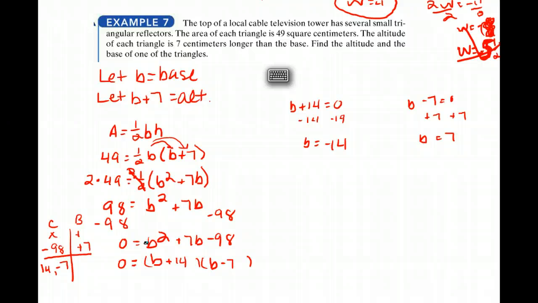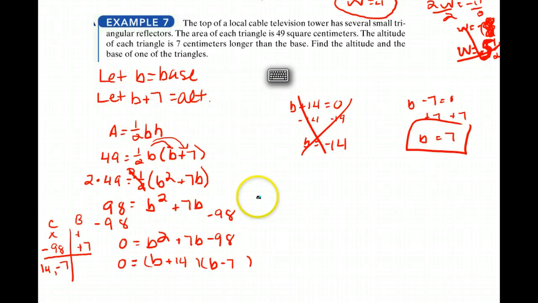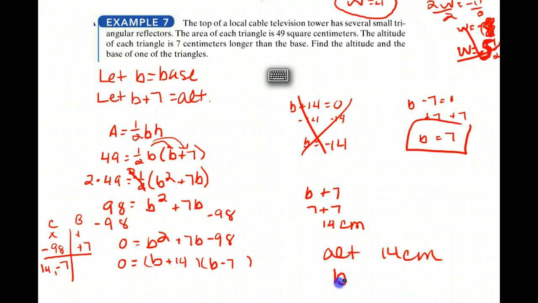Think logically. We're talking about the base of a triangle. Can the base of a triangle be negative 14 centimeters? No, it can't. We cannot have a negative measurement for a triangle. So we're going to throw out that answer. We can't use it. Our base is going to have to be 7 centimeters. So then we can plug that back into our let statement for the altitude, where it was b plus 7. So 7 plus 7 will make 14. So that means that the altitude was 14 centimeters and our base was 7 centimeters.